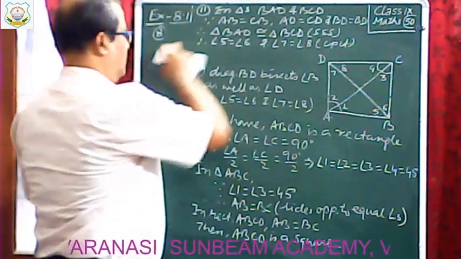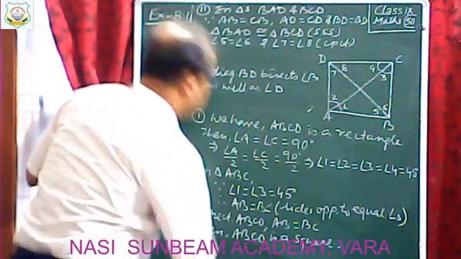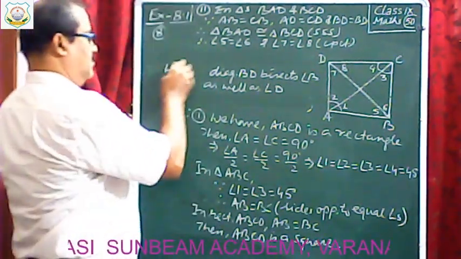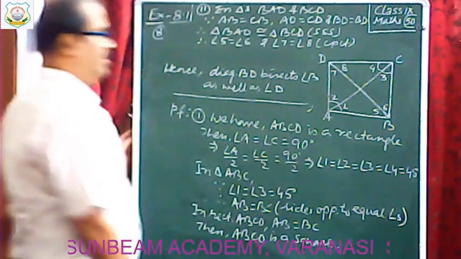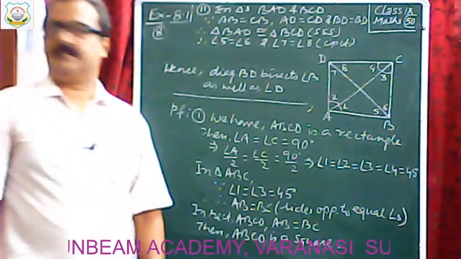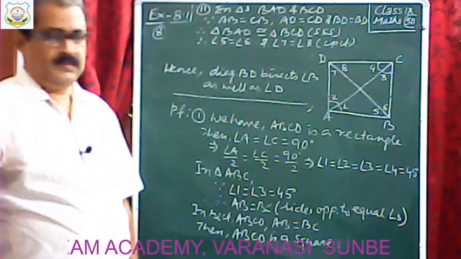Therefore, I have to write the statement also. Hence, diagonal BD bisects angle B as well as angle D. Okay.